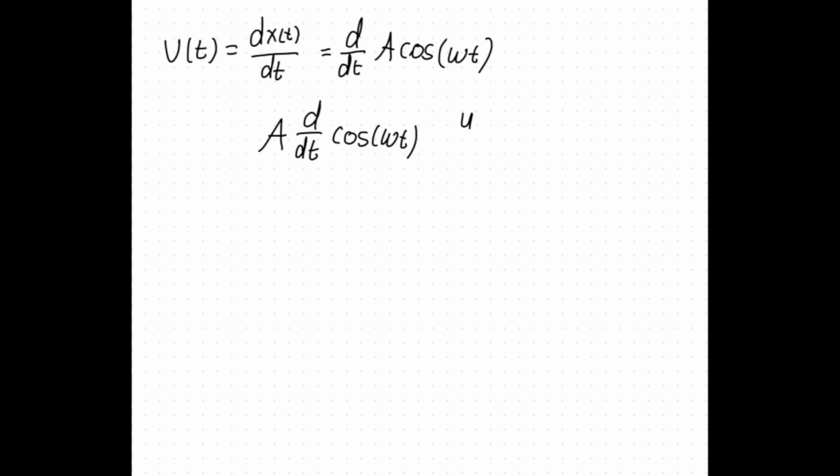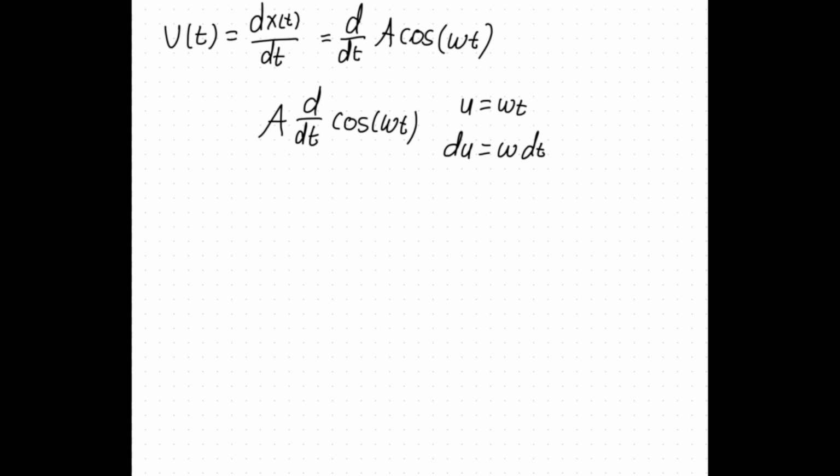I can do a u-substitution if I'm really interested in it. It would be u is equal to omega t, and then my du is equal to omega times dt. So then I could replace my dt with du divided by omega. And so I get a times my d/dt, which we're going to call d over du divided by omega, times cosine of u.